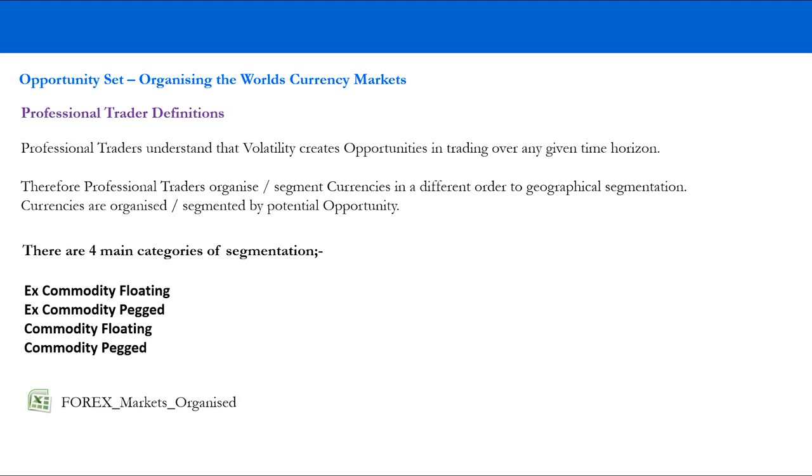However, if we do have volatility, then an opportunity and risk is created. As professional traders, that's what we care about. We don't care that something's in the G10. We don't care that it's in Latin America. What we care about is what the currency's regime is and what the currency is dependent on. And this is a driver for volatility. So instead of organizing and segmenting currencies by geography and transaction size, we organize currencies by the potential opportunity.